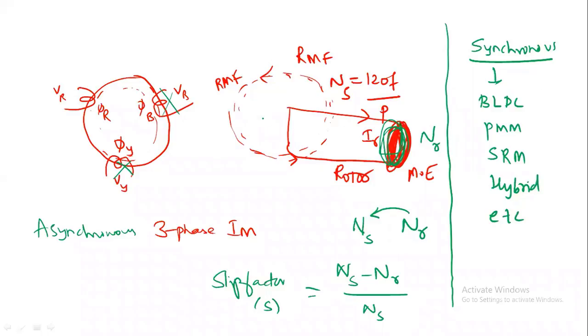See, for example, I told you, you take three phase. You can remove one phase. It becomes two phase. You remove two phases. It becomes one phase. Similarly, we have certain conditions, mathematical analysis, conditions, and construction differences in terms of different machines. But one point to note here is NS will always be equal to NR if you are talking about synchronous motors.